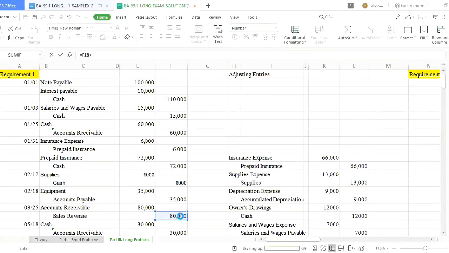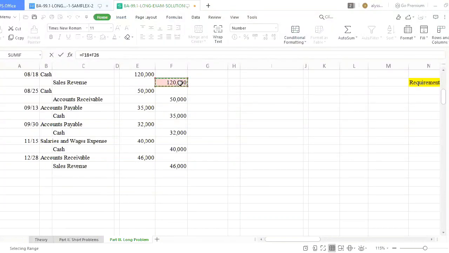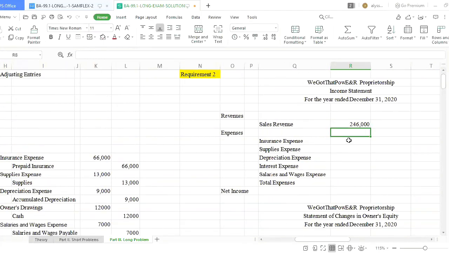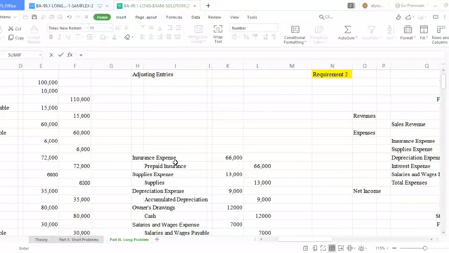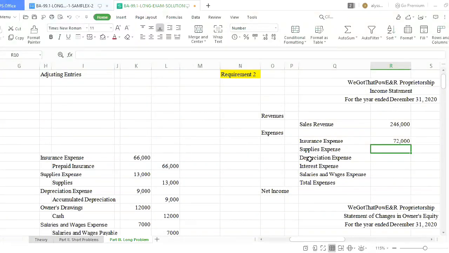And then another one here, and then another one here. So our total sales revenue is 246,000. For the insurance expense, we have the original 6,000 incurred, and then adjusting entry 66,000. So our total insurance is 72,000.